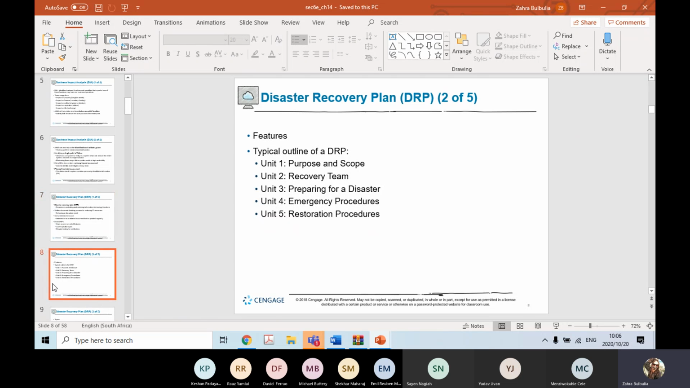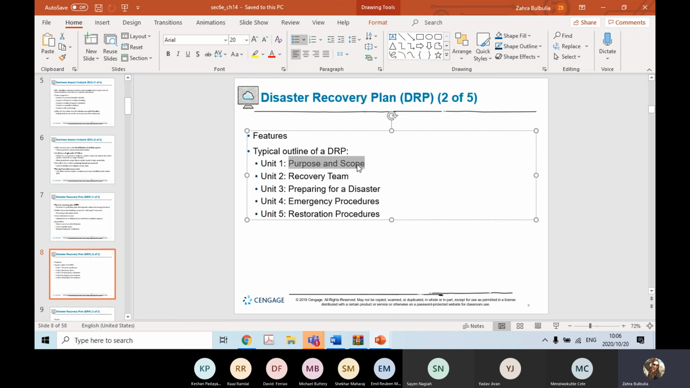So in terms of your disaster recovery plan, this is what it's basically made up of. Your purpose and your scope. Why do I have this plan?